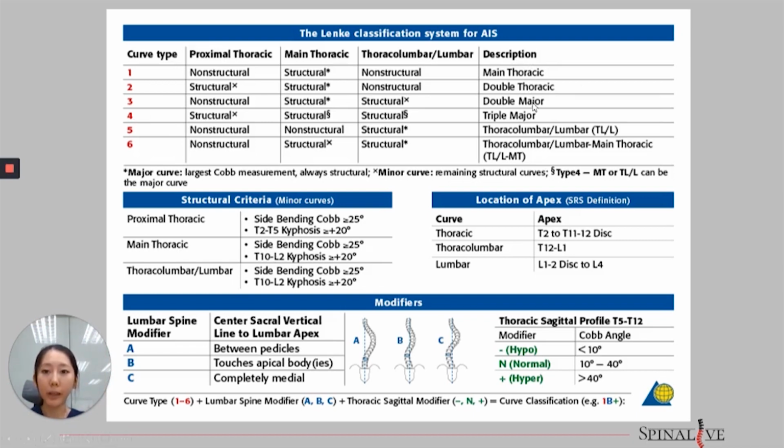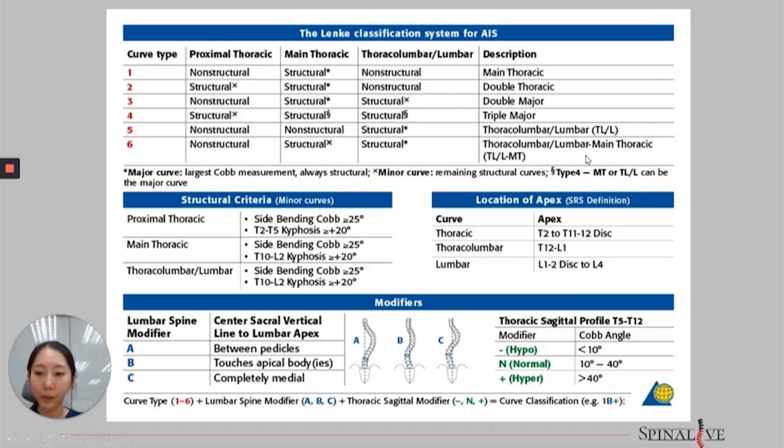And the third one would be a double major, meaning there's a main thoracic curve and also a lower back curve, which often we see as the S curve, with a proximal thoracic, meaning a compensation on the top, which is non-structural. So the fourth type would be a triple major with all major curves on different components. And fifth one would be main structural curve at the thoracolumbar and lumbar region. Sixth one would be thoracolumbar and lumbar main thoracic.